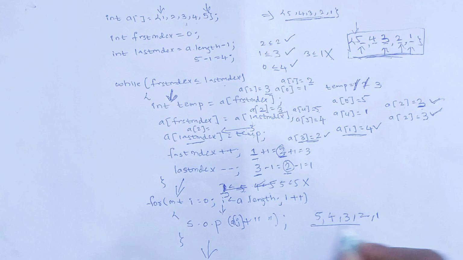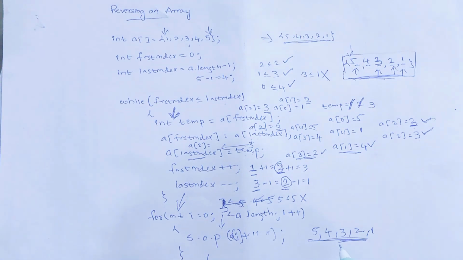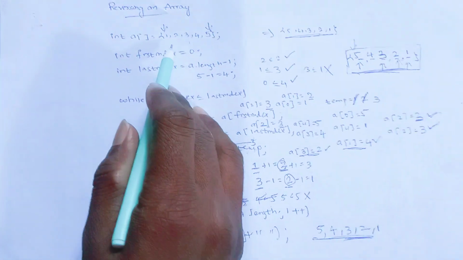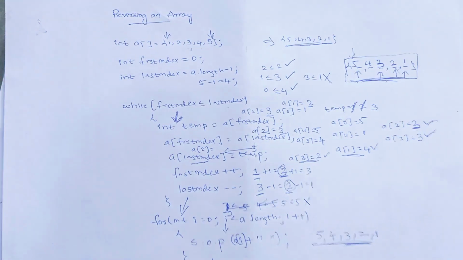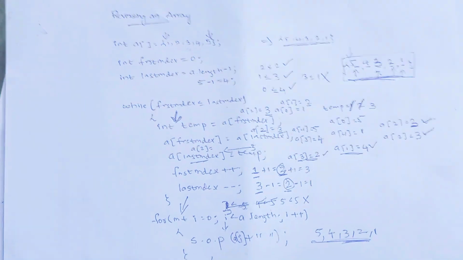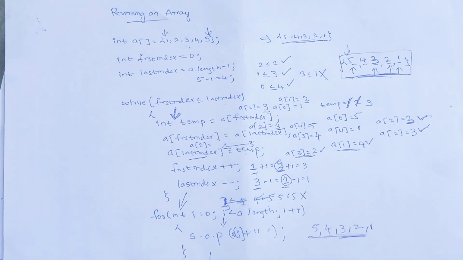So this is the output we got, which is a complete reverse of the original array, that is having the order 1 2 3 4 5. So this is how we normally write the code in Java to reverse an array.